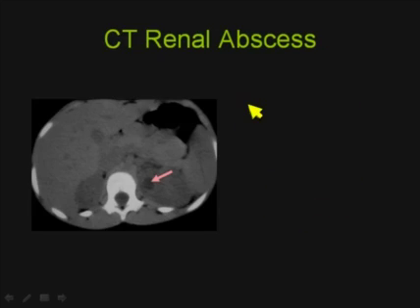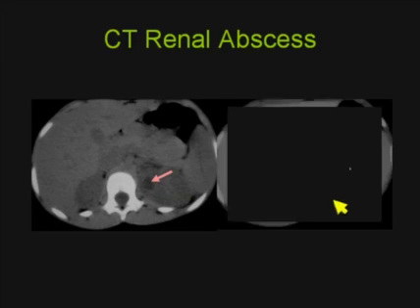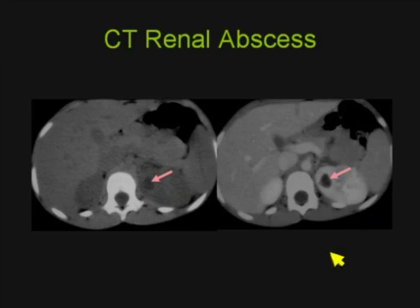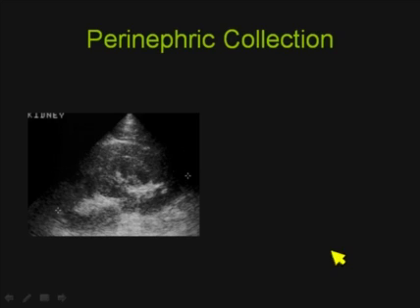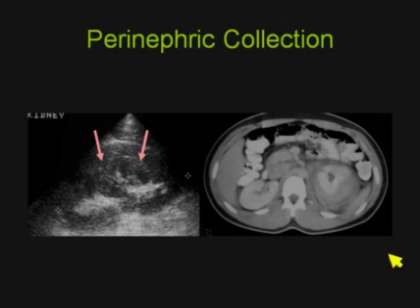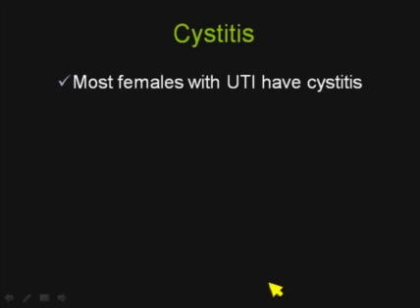Here's an example of CT evaluation of a kidney that was enlarged in this patient with pyelonephritis. This is a small area of decreased attenuation, which is not enhancing on the post-contrast images. Another image on a patient who had an infection where there is actually a rind of tissue around the kidney, which is a lot better seen with the CT in this perinephric collection.